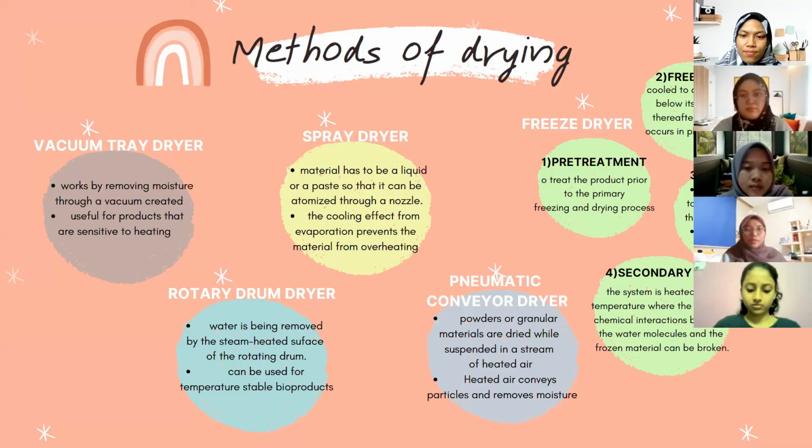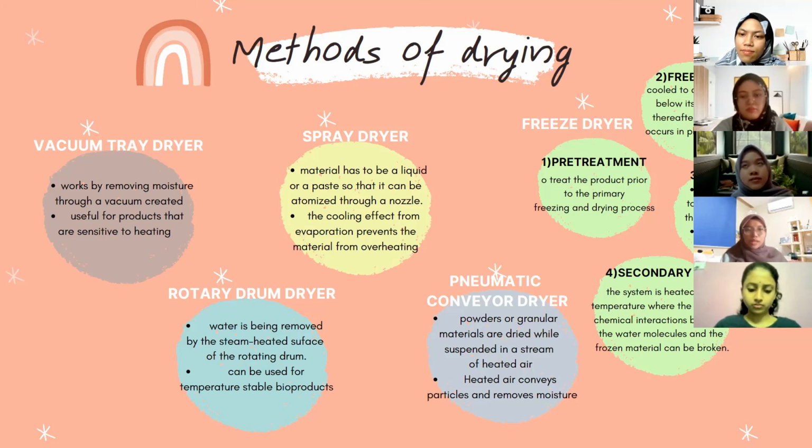Okay, next for the methods of drying, there are a few methods such as vacuum tray dryer, freeze drying, rotary drum dryer, and more. For the vacuum tray dryer, it works by removing moisture through a vacuum crate. This method of drying is particularly useful for products that are sensitive to heating. In the context of bioprocess, enzymes could be dried using this method, as heating could cause denaturing of the enzyme. For freeze drying, it typically involves four stages, which are pre-treatment, freezing, primary drying, and secondary drying.